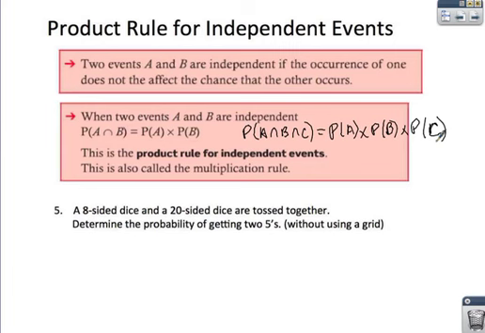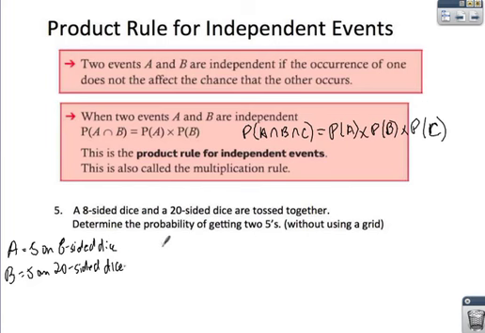In question 5, it talks about an 8-sided dice and a 20-sided dice being tossed together. We're asked to find the probability of getting 2 5s. Another thing you can do is if the event is really long, you can define it. So we can say event A is a 5 on the 8-sided dice, and B will be a 5 on the 20-sided dice. Now in my problem I can refer to A and B instead of writing out the entire event.